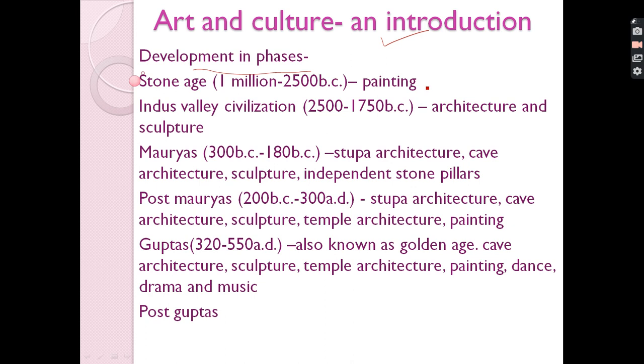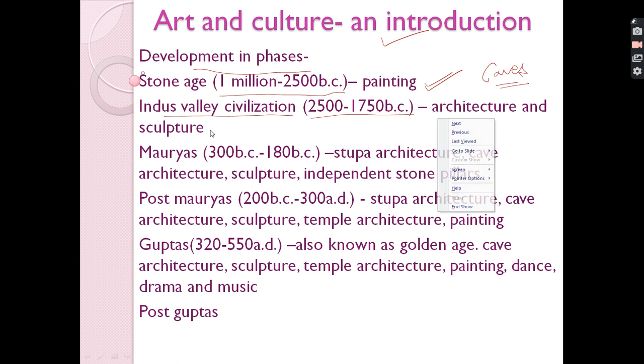So first of all comes the Stone Age, from 1 million years to 2500 BC. Mostly the art and culture depicted here is painting, basically in caves. Next is the Indus Valley civilization. The timeline for this is 2500 to 1750 BC. Here we read about architecture and sculpture.